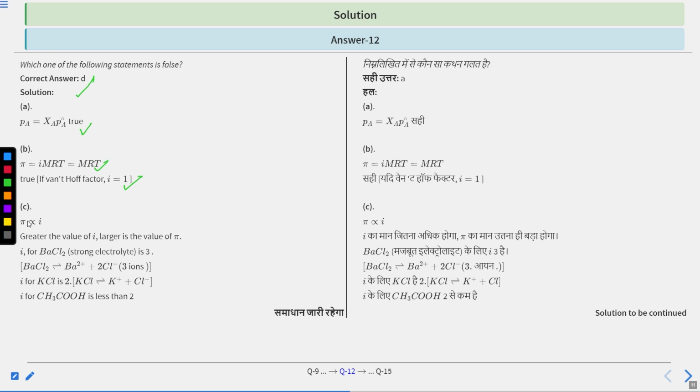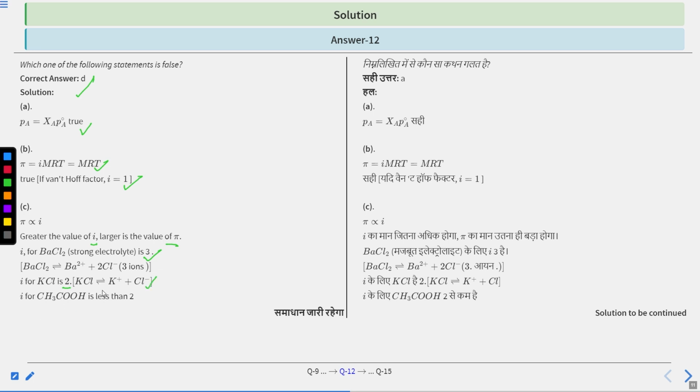Then option C says that pi is directly proportional to i, the van't Hoff factor. The greater the value of i, the larger the value of pi. i for BaCl2, which is a strong electrolyte, is 3 because BaCl2 on dissociating gives Ba2 positive plus 2 Cl negative, so 3 ions it will give. And i for KCl is 2 because KCl on dissociation gives K positive and Cl negative, so 2 ions.